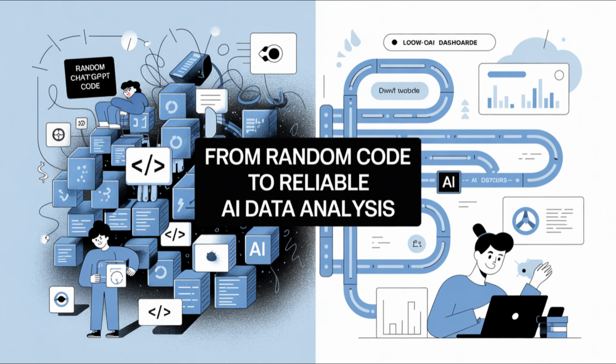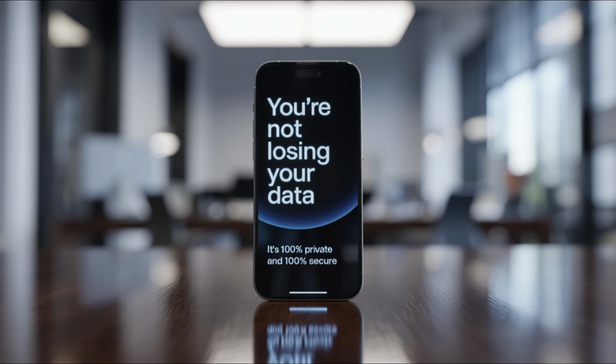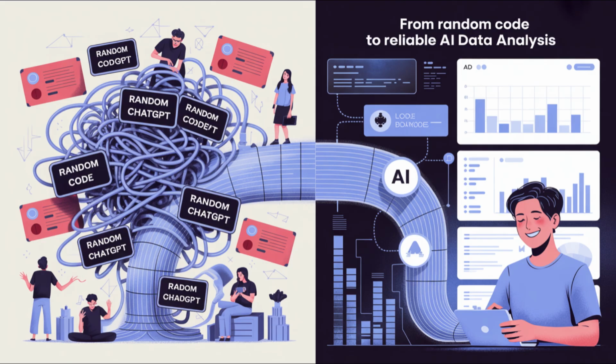Today, we are building a RAG pipeline on our own data using the SambaNova API key with a low-code approach. No more random code from ChatGPT for data analysis. This is structured, reliable, and repeatable. And the best part, you're not losing your data. It's 100% private and 100% secure.